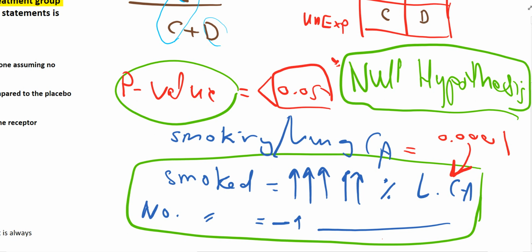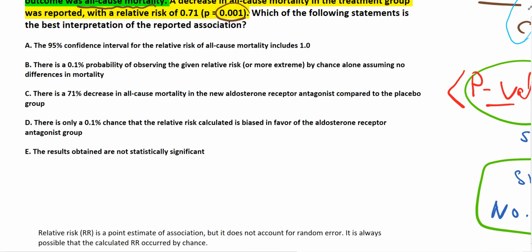So that's explained. I wish that you retain that concept. Small p-value means strong association or strong study. Then you're going to reject the null hypothesis. Let's apply that on our question.